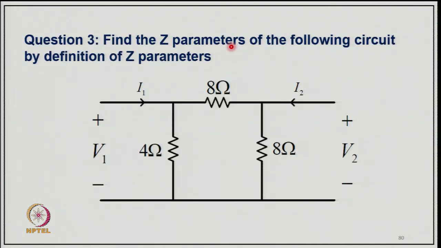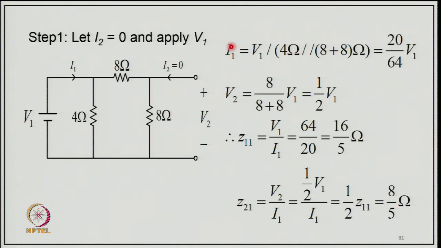Now coming to question 3, find the Z parameters of the following circuit by the definition of Z parameters, where we have a pi network of three resistances of 4, 8 and 8 ohms, with input voltage and current V1, I1 and output voltage and current V2, I2. We use the same method: keep the output port open and find I1 as a function of V1 divided by the entire resistance of 8 in series and parallel, so it becomes 20 by 64 V1. For V2 we find the voltage across the 8 ohm, which is 8 divided by 8 plus 8, so V2 is half of V1. From this Z11 equals V1 upon I1 equals 16 by 5 ohm, and Z21 equals V2 upon I1, which is half of Z11, equal to 8 by 5 ohm.